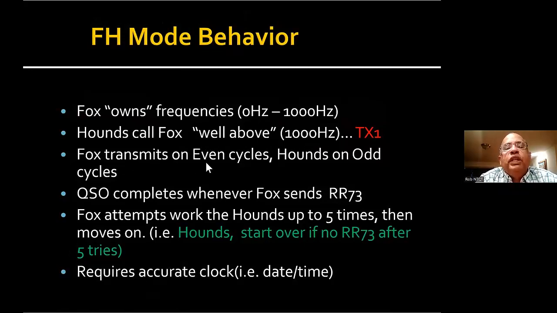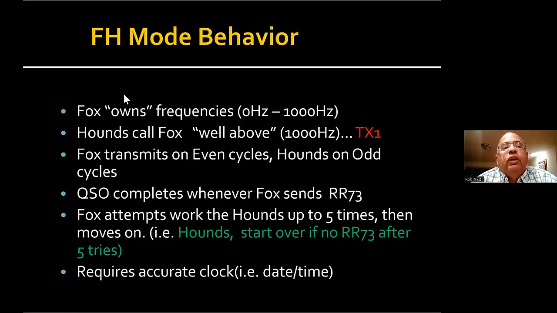The fox transmits only on even cycles, or should only transmit on even cycles. The hounds should only transmit on odd cycles. And the QSO completes whenever the fox sends the hound a Roger 73. Another important behavior of fox-hound mode is that the fox attempts to work the hounds up to 5 times, at which point the fox moves on. You hounds, if you have not received a Roger 73 after 5 tries, you should start over again.